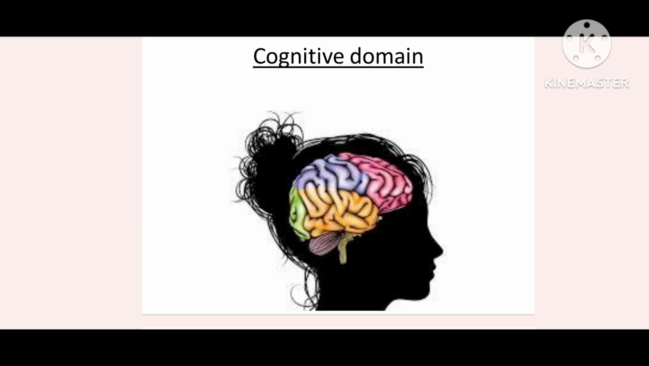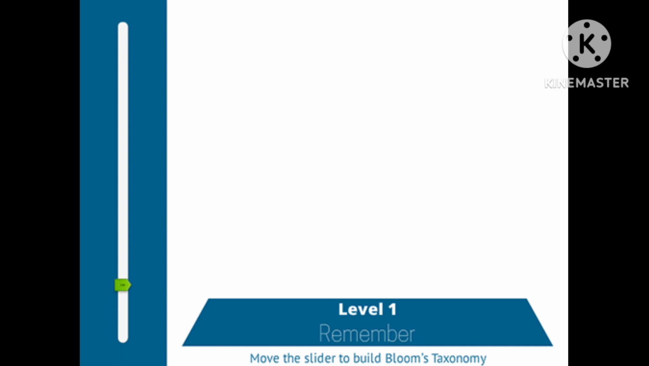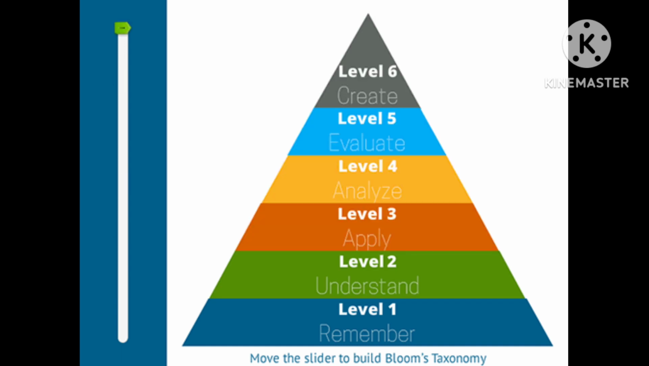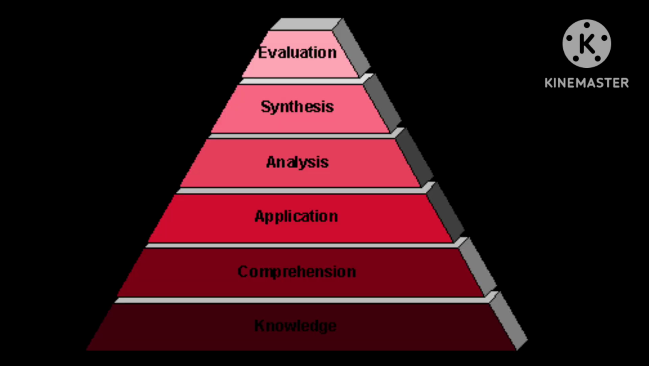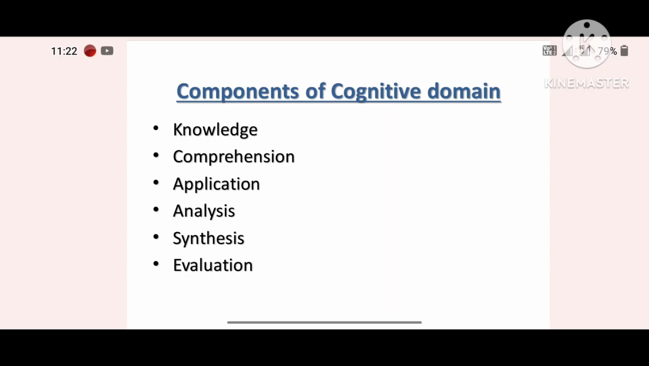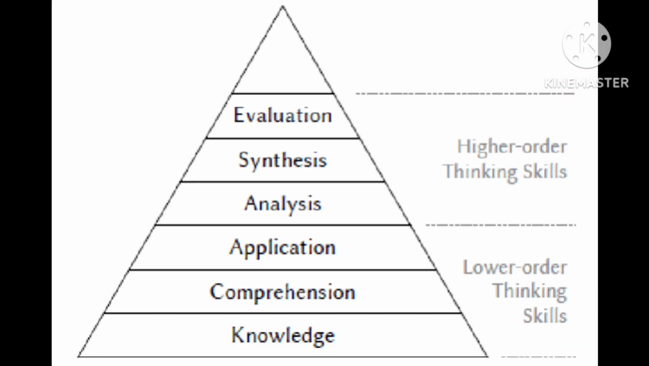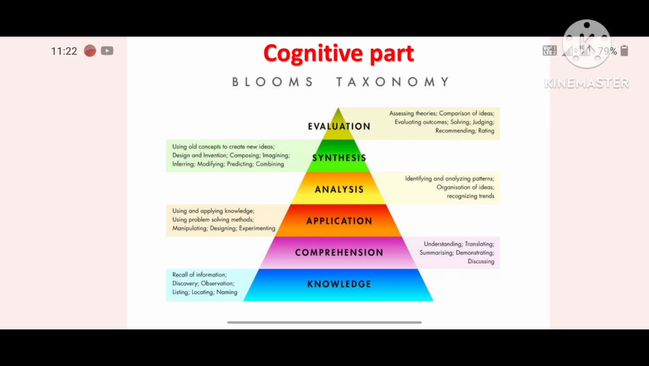In the cognitive part of Bloom's taxonomy, we have six components: knowledge, comprehension, application, analysis, synthesis and evaluation. The first three, knowledge, comprehension and application, are lower order thinking levels, whereas analysis, synthesis and evaluation are higher order thinking levels. We simply say HOTS for higher order thinking and LOTS for lower order thinking.